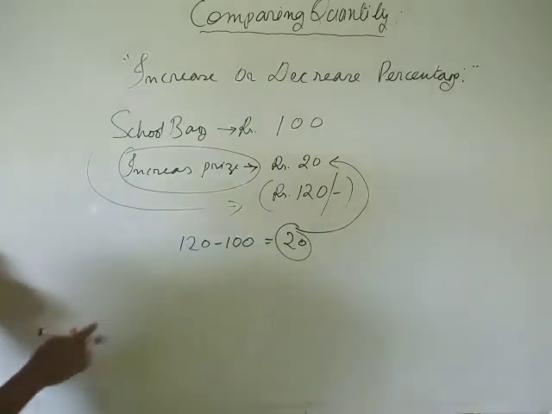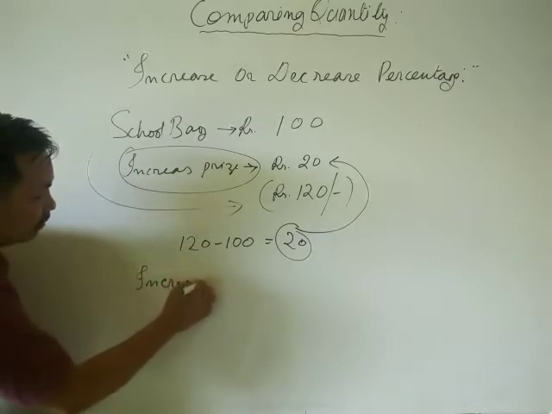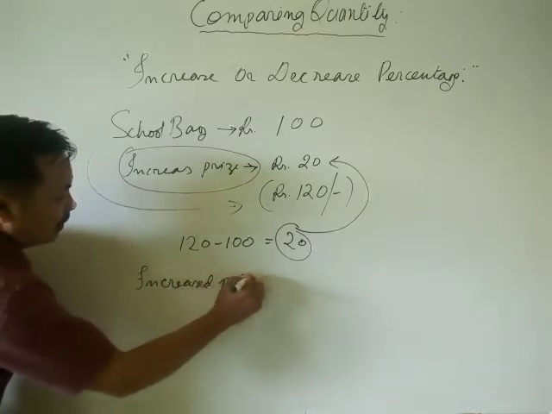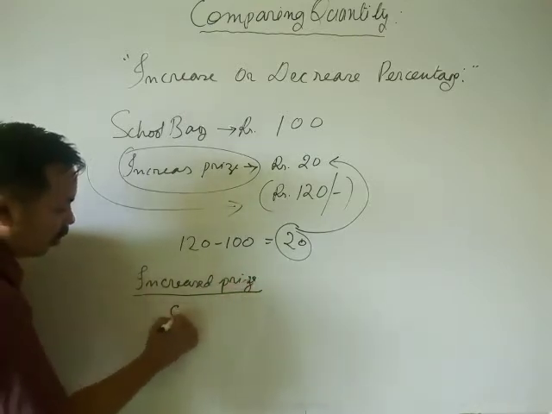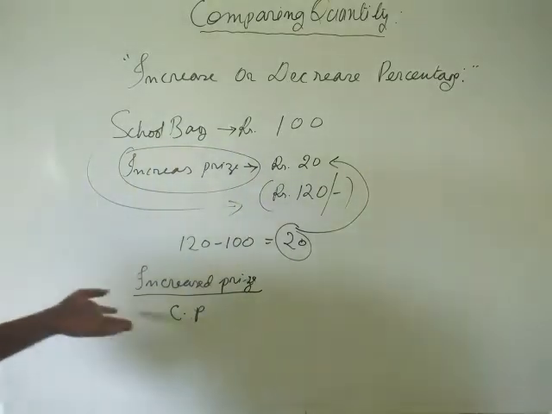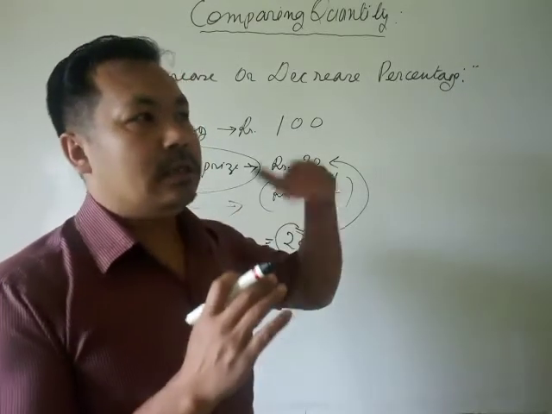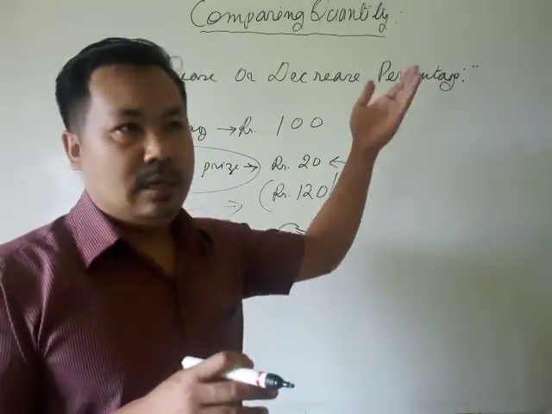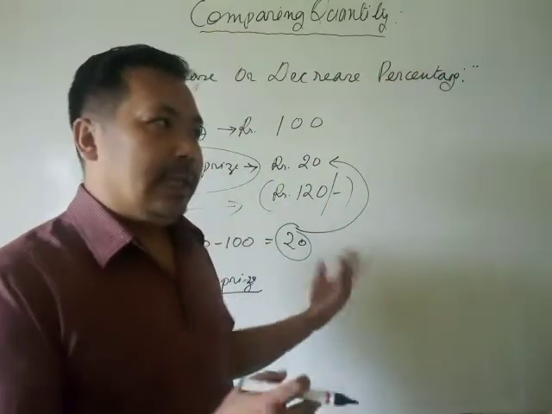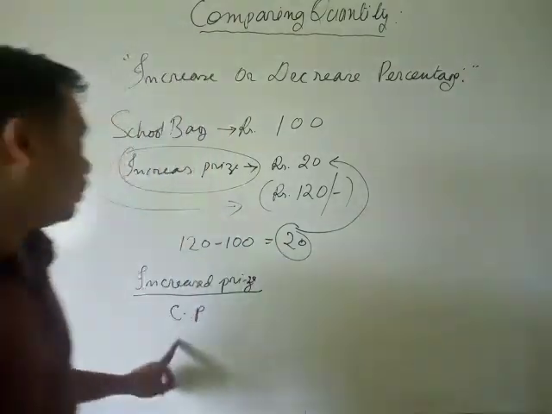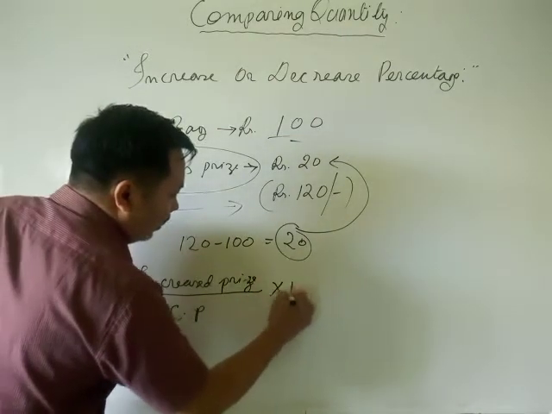To find out the increased percentage, what we are going to do is take the increase price divided by the cost price. Cost price is also known as the original value. Original value means what it was in the beginning, last year, or the year before. In terms of price it is called the cost price. The actual cost price is 100, so the increase price is divided by 100.